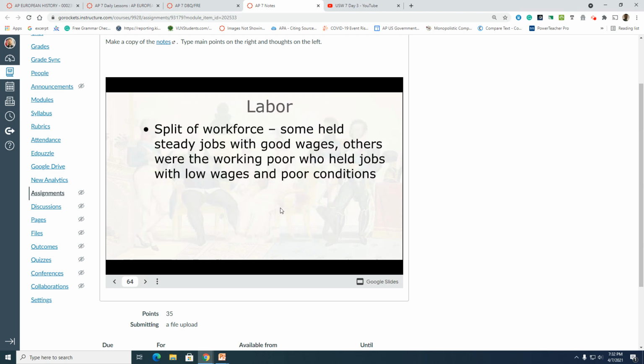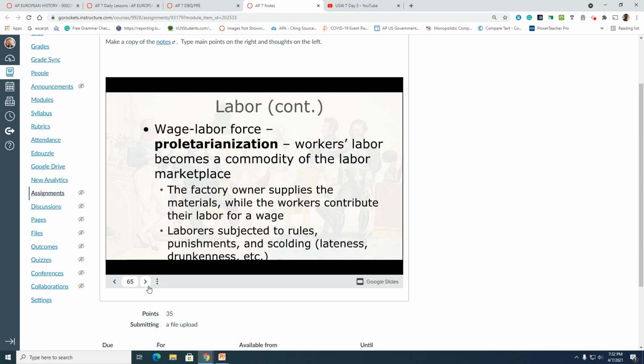Labor. There was a split in the labor force. Some people held jobs that were long-term, that had a high pay, and some held jobs that were more temporary, that had lower pay. So proletariat is the name of the workforce, and proletarianization is when workers' labor became a commodity, something that can be bought and sold.